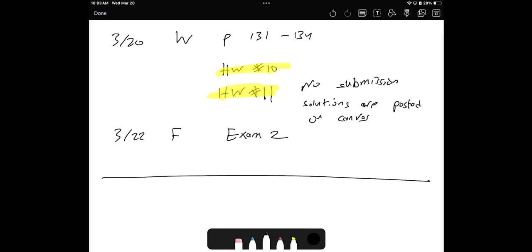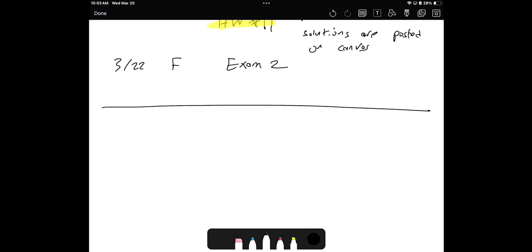Then next week, on the 25th, we will start chapter 5, which is Fourier analysis, the Fourier series.